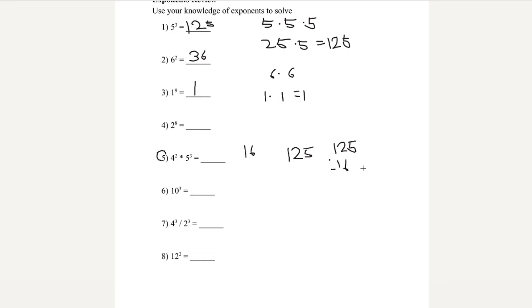16 times 125. We multiply and add everything together, so we should get 2,000.